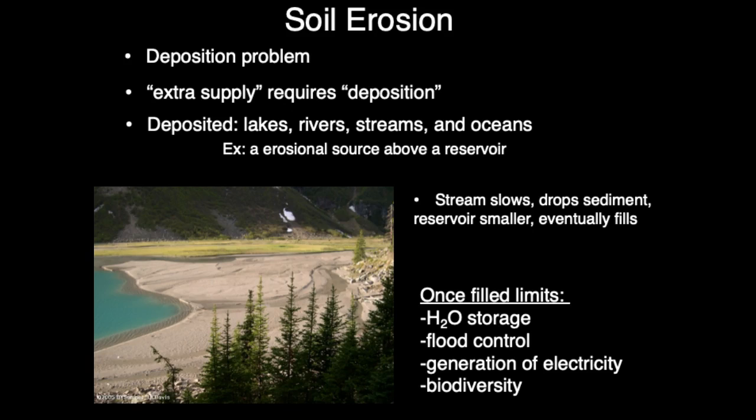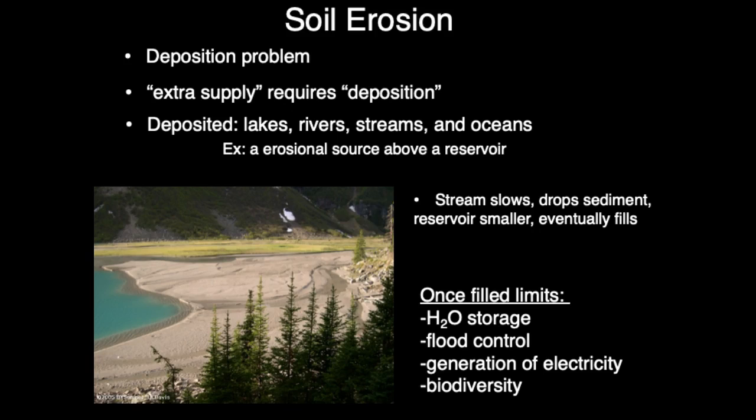Soil erosion is also a problem when we consider the next step after erosion, which is soil deposition. If there is, for example, an extra supply of soil, which is what is happening with the erosion, it will require a new place to reside, so a new deposition location. So by the erosional agents, the sediments usually get deposited in places such as lakes, rivers, streams, and oceans.